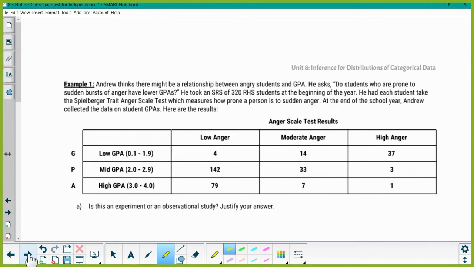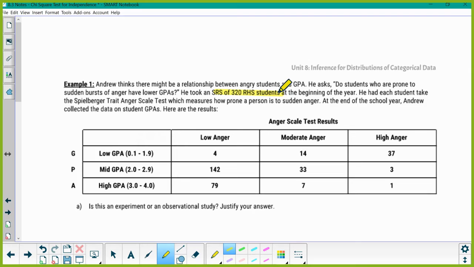So, Andrew thinks there might be a relationship between angry students and GPA. He asks, do students who are prone to sudden bursts of anger have lower GPAs? He took an SRS of 320 RHS students at the beginning of the year. He had each student take the Spielberger Trait Anger Scale test, which measures how prone a person is to sudden anger. At the end of the school year, Andrew collected the data on student GPAs.